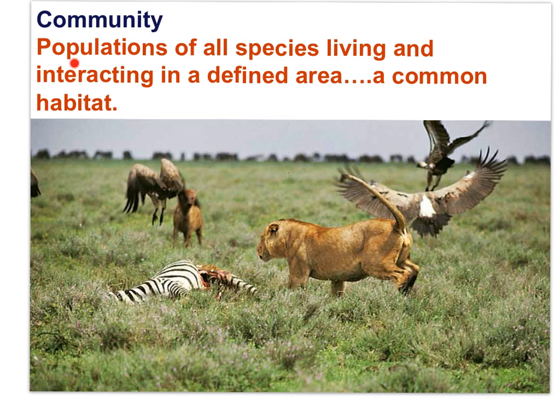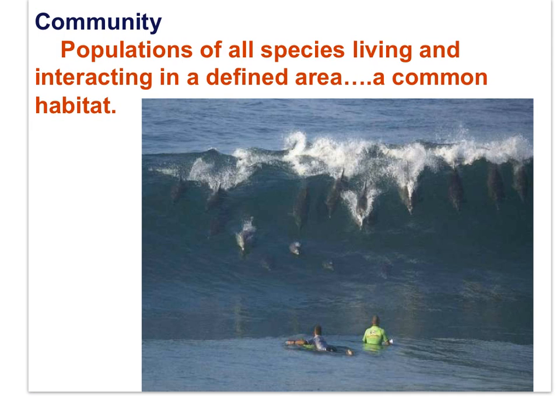Community is defined as populations of all species living and interacting in a defined area, a common habitat. In this photograph, you can see different species interacting in a common habitat. We have producers, we have primary consumers, we have secondary consumers, we have scavengers, and don't forget the decomposers in the soil. This is a community. A community, populations of all species living and interacting in a defined area, a common habitat.